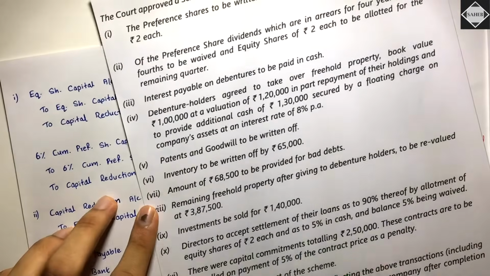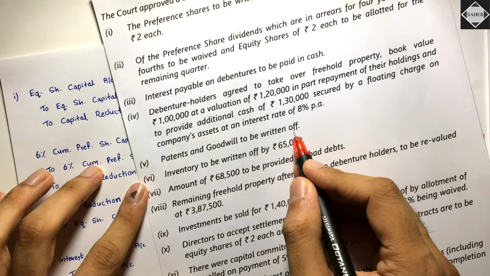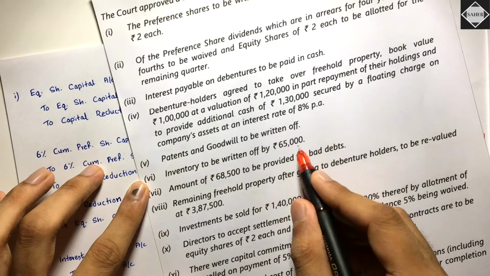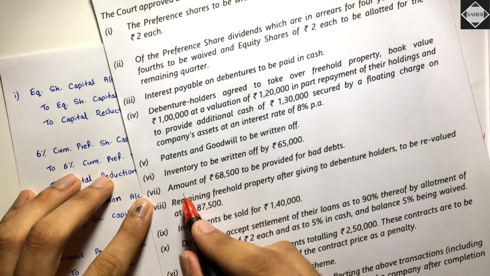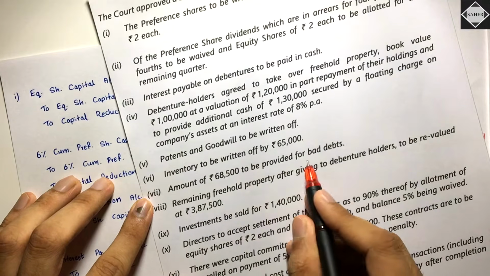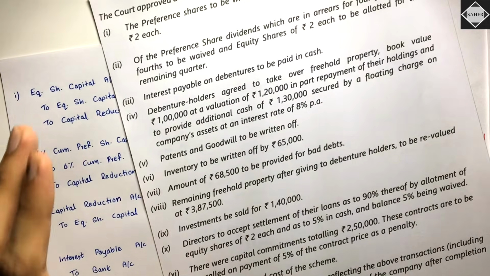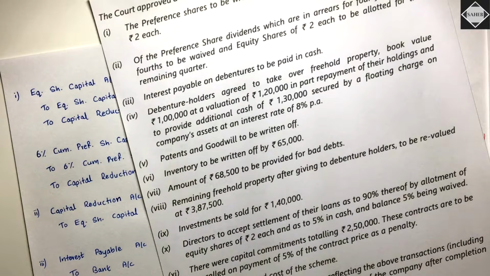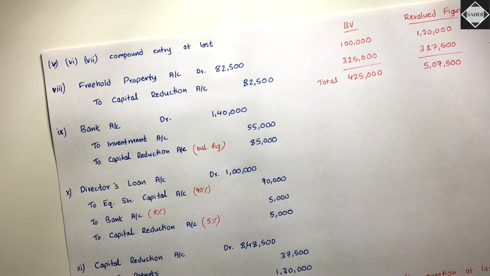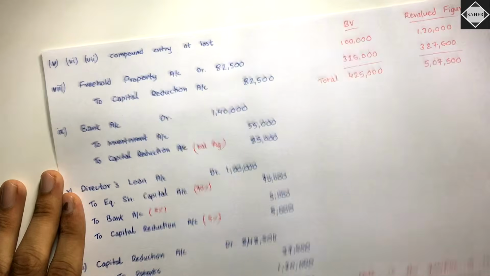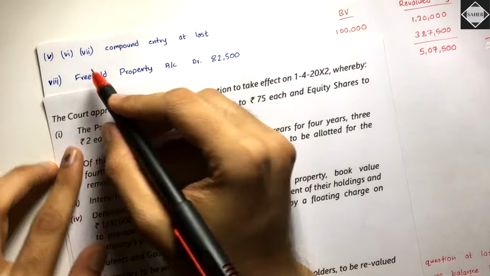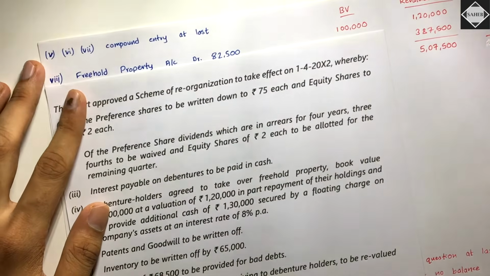Next, see, we have fifth, patents and goodwill to be written off, and then sixth, inventory to be written off by 65,000, and then seventh, amount of 68,500 to be provided for bad debts. So all these are write-offs, which we'll do at last in the compound entry. At last, in that big entry, we utilize the capital reduction. At that time we'll do it. Now we'll skip these three adjustments. So see here we have the continuing adjustments. The 5th, 6th, 7th compound entry at last. We'll do that at last.